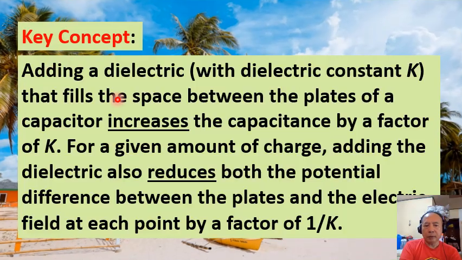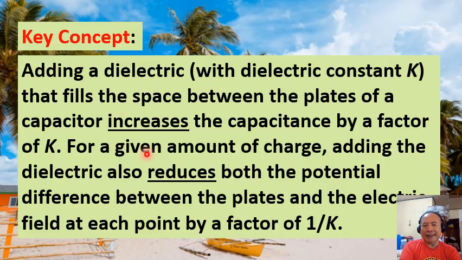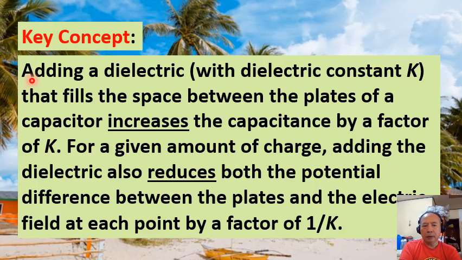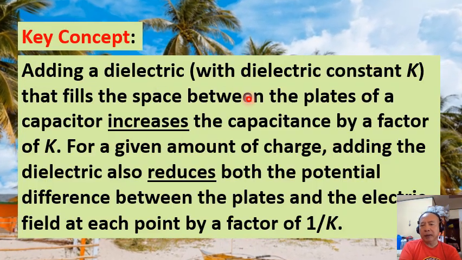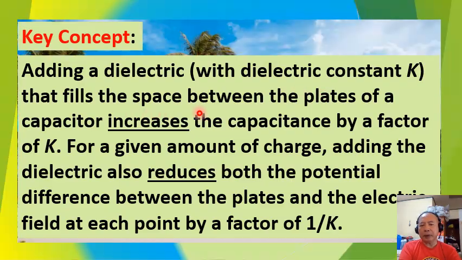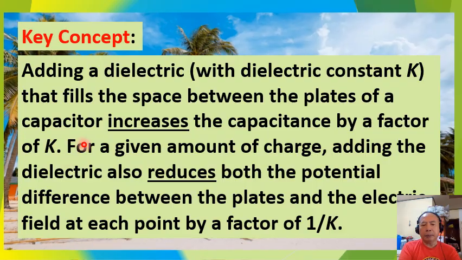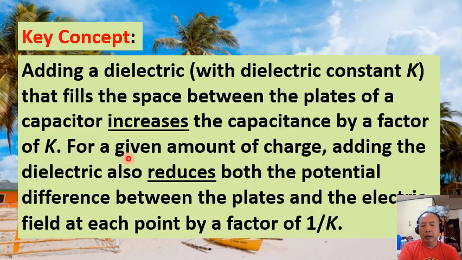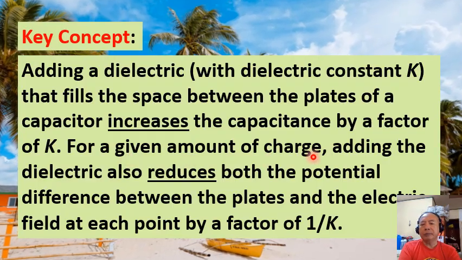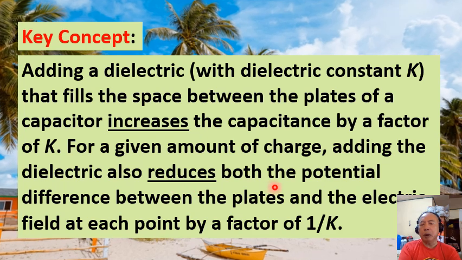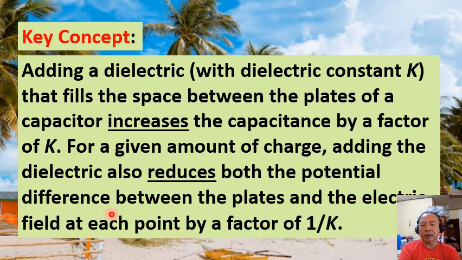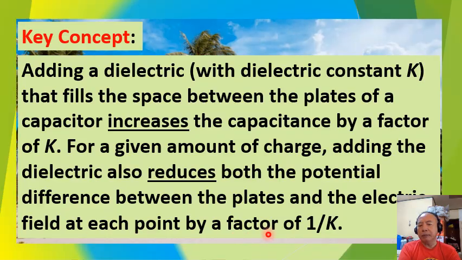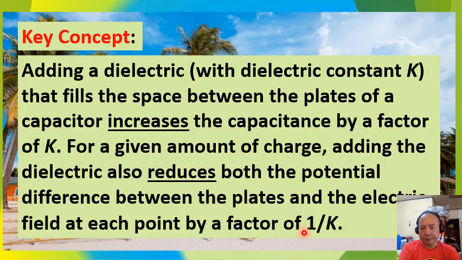Before we end, let us emphasize the key concept that we applied in this problem. Adding a dielectric with dielectric constant kappa that fills the space between the plates of a capacitor increases the capacitance by a factor of kappa. For a given amount of charge, adding the dielectric also reduces both the potential difference or voltage between the plates and the electric field at each point by a factor of 1 over kappa.